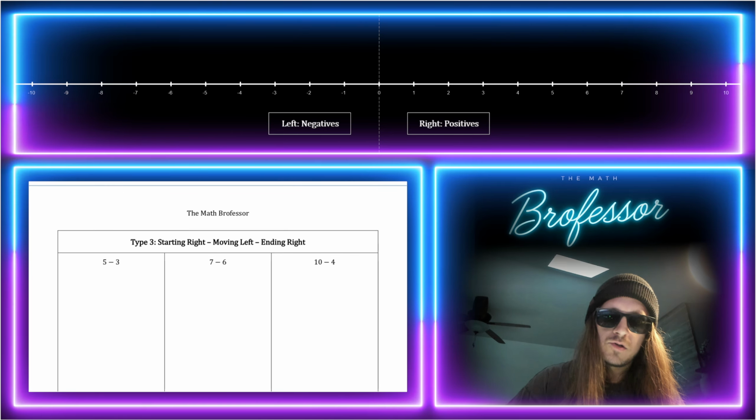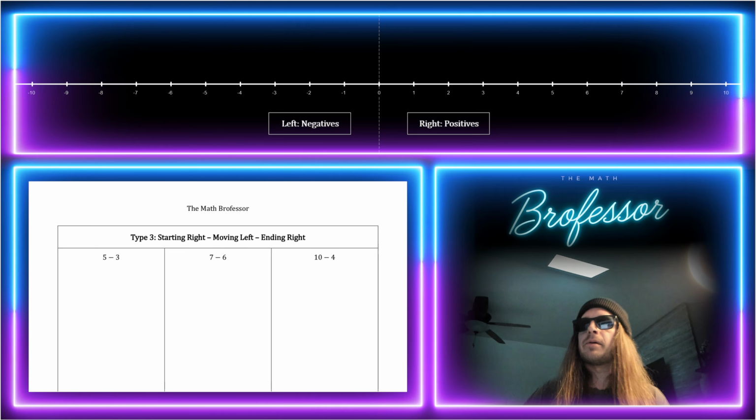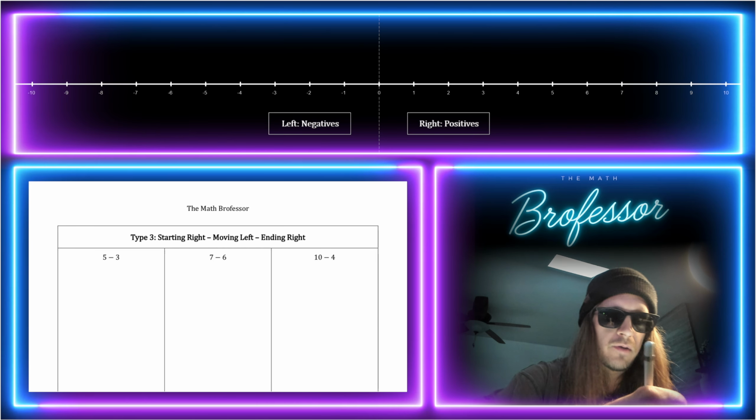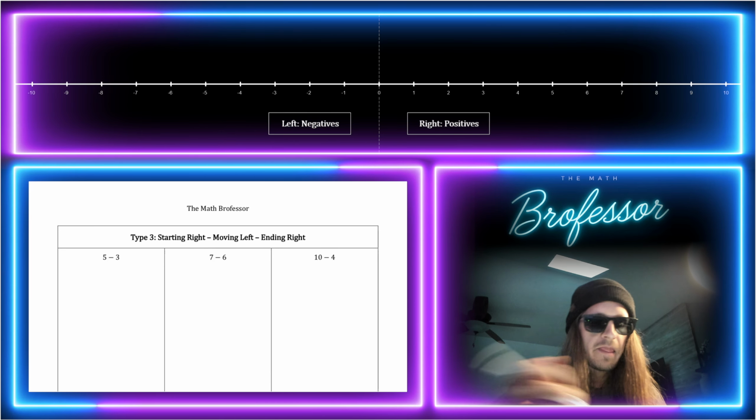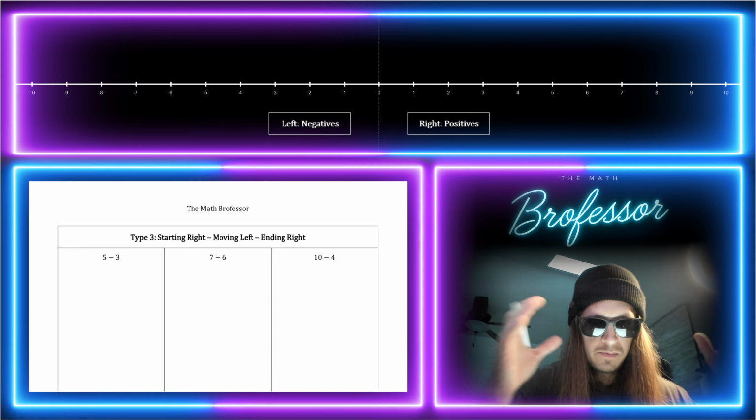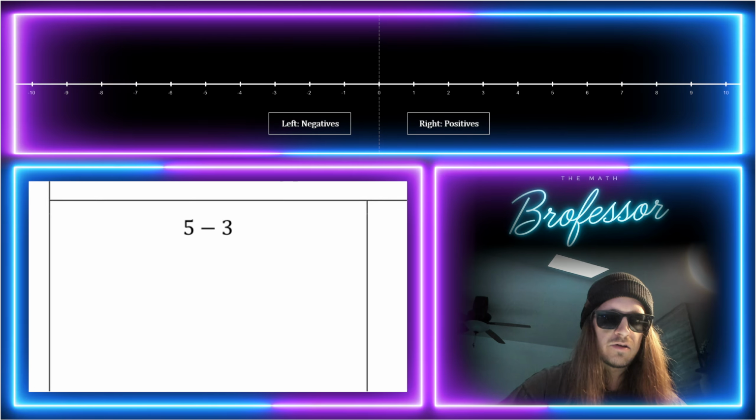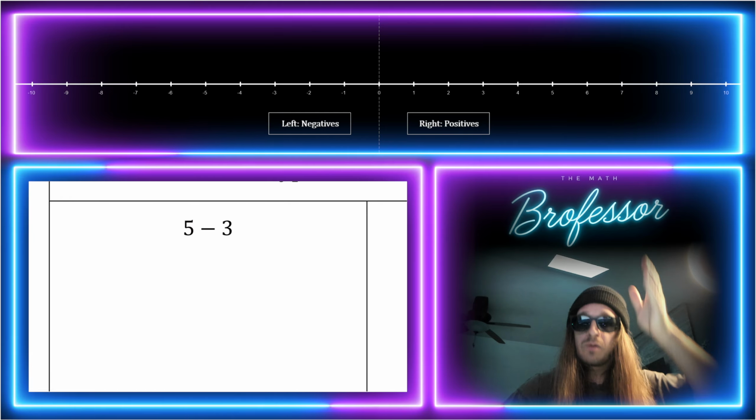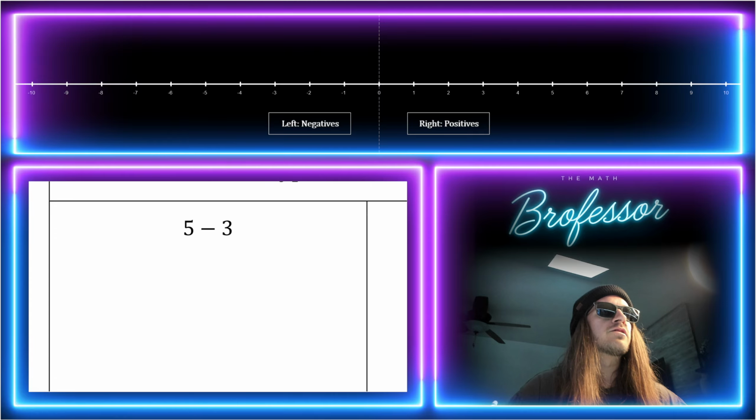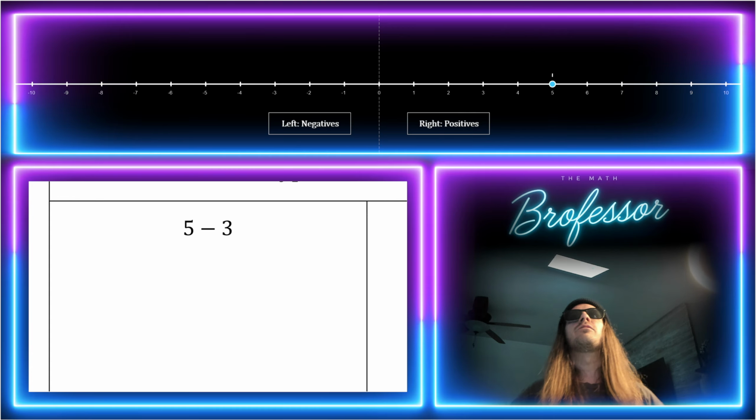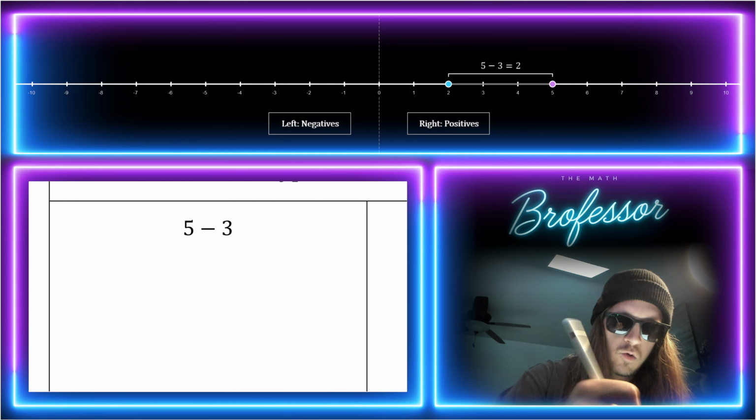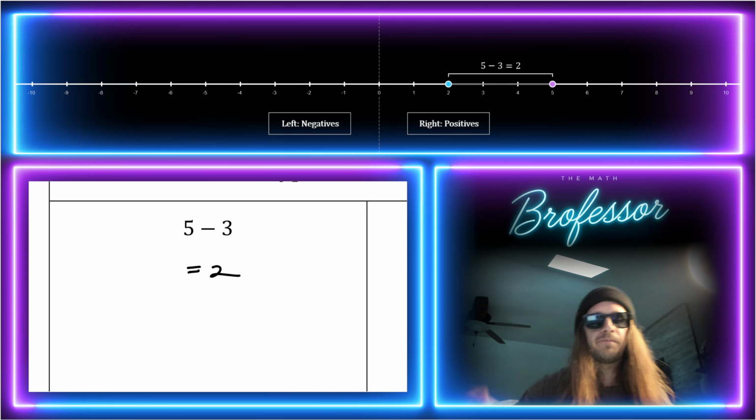All right. So now we're on to what I'm calling a type 3 problem, which is we're going to start on the right side of the number line. We're going to start with a positive number. We're going to move left, and then we're still going to end on the right. So we're not going to end up in the negatives. We're going to stay in the positives, but we will be subtracting. So right here, 5 minus 3, this means we're going to start on 5 on the number line. We're going to move left 3 units. If we start on 5 and we move left 3 units, 1, 2, 3, we're going to land on 2, right? So that is why 5 minus 3 is 2.